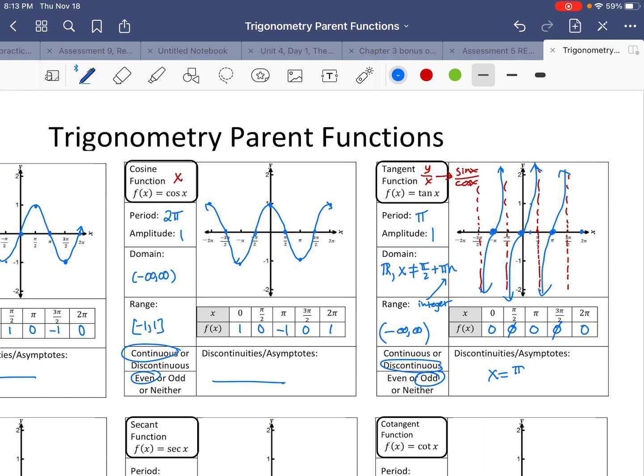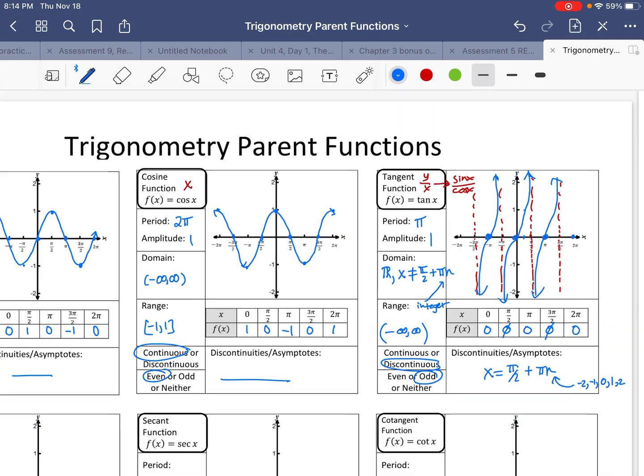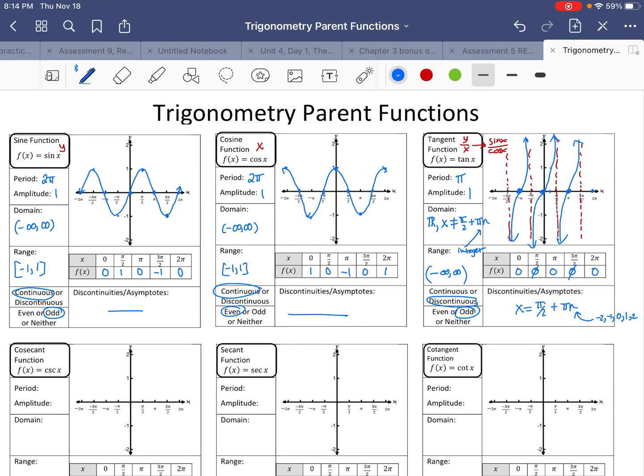Discontinuities are asymptotes. These happen at pi over 2 plus every multiple of pi after or before that. Remember, n is an integer. So n can be numbers like negative 2, negative 1, 0, 1, 2. So what that does for us is it creates asymptotes at every multiple of pi that's after pi over 2, every distance of pi away from pi over 2. Okay? All right. So there's those three graphs.